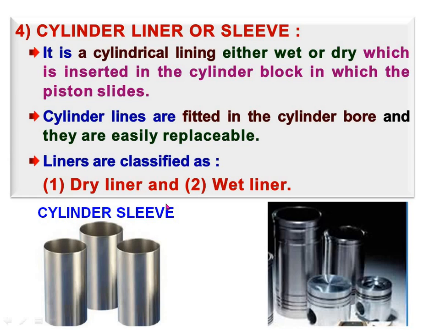Liners are classified as dry liner and wet liner. That depends upon the characteristic of the cooling system around the cylinder. So if there is no water circulation around the cylinder liner, or our cylinder, then it is a dry liner, and if around the liner water is circulated for absorbing the heat within the chamber, then it is a wet liner.